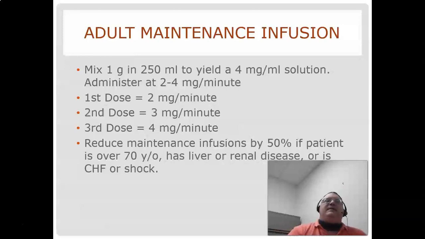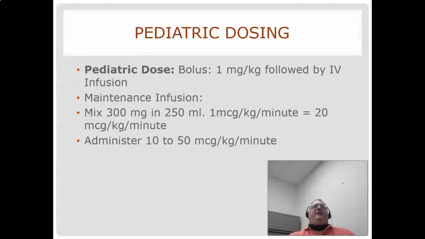And then you reduce the maintenance infusion by 50% if the patient's over 70. So again, if I normally would start it at 2 milligrams a minute, I'd only start it at 1 milligram a minute. And when you guys start to learn drug calculations, we're going to definitely go over that and how to set it correctly. So your pediatric bolus is usually 1 milligram per kilo.